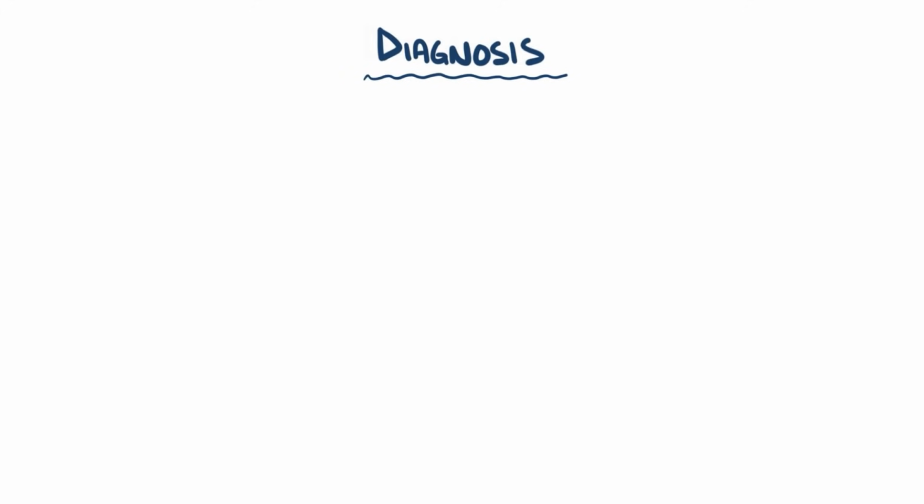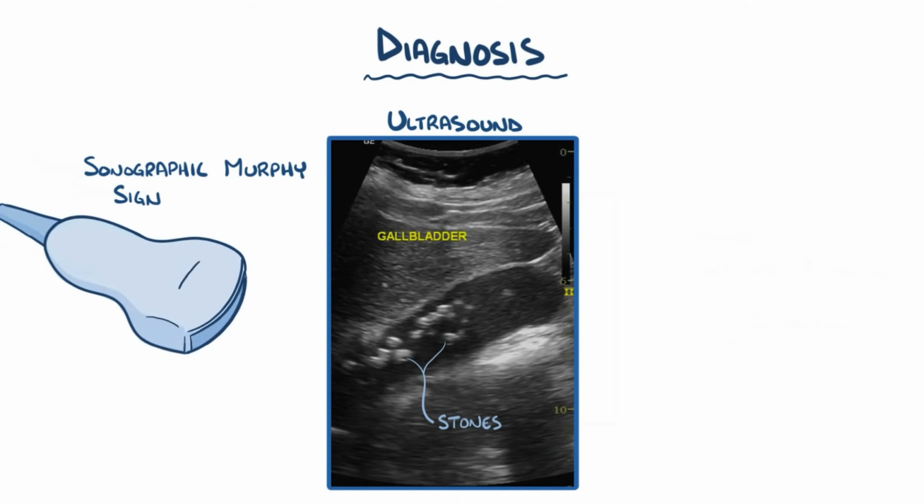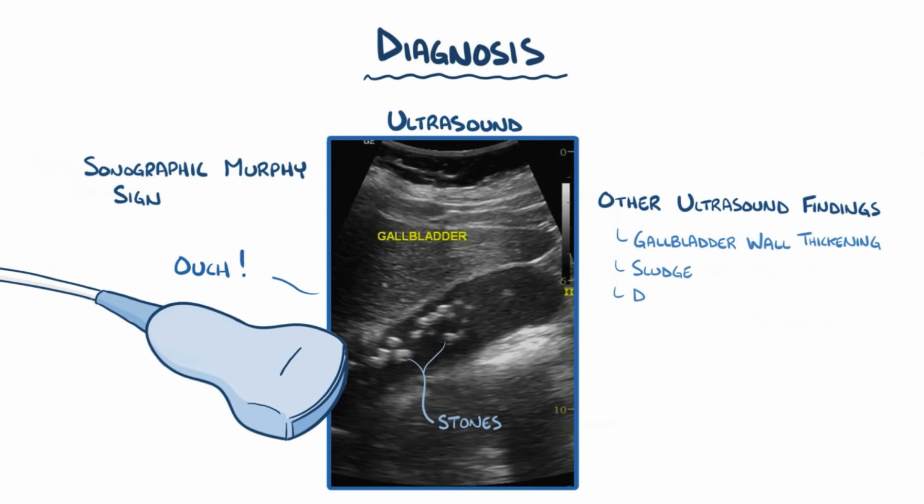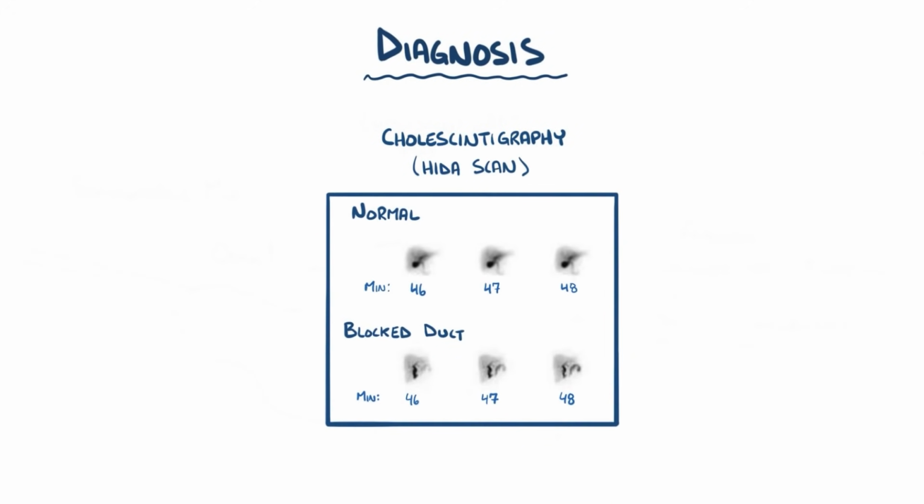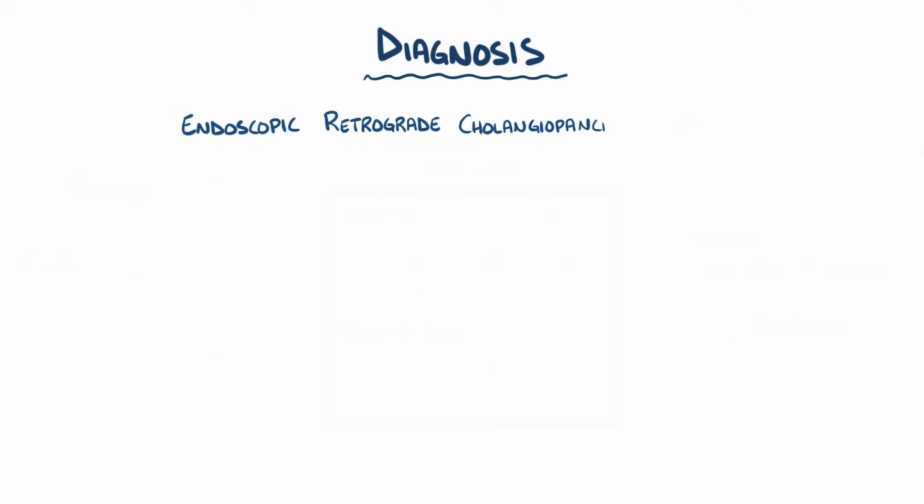A diagnosis can be confirmed by ultrasound, which can detect stones as well as a sonographic Murphy sign, which is abdominal tenderness from pressure of the ultrasound probe over the gallbladder. Other ultrasound findings include gallbladder wall thickening, buildup of sludge, and distension of the gallbladder or bile duct. A more sensitive study is cholescintigraphy, sometimes referred to as a HIDA scan. In cholescintigraphy, a radio-labeled marker is used to visualize the biliary system. In the case of acute cholecystitis, the ducts are often blocked and the gallbladder can't be seen. A blockage of the biliary system can also be seen with endoscopic retrograde cholangiopancreatography, or ERCP for short.